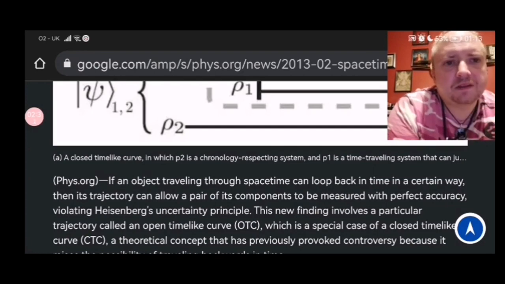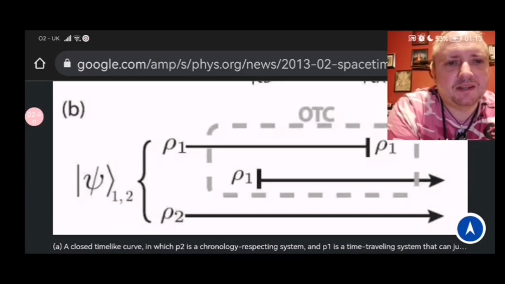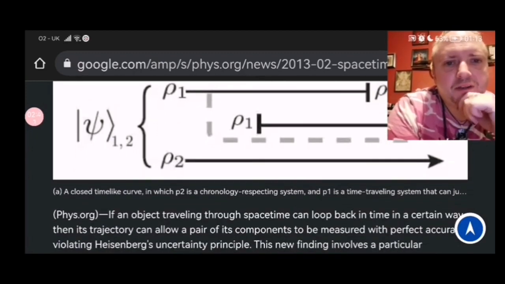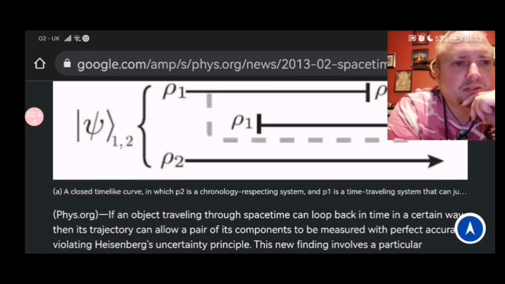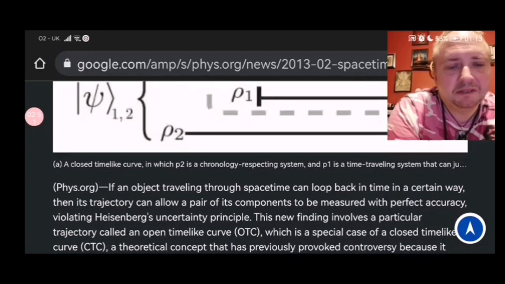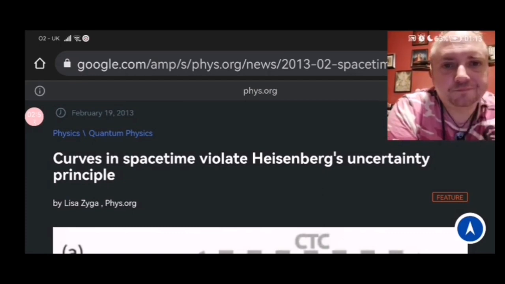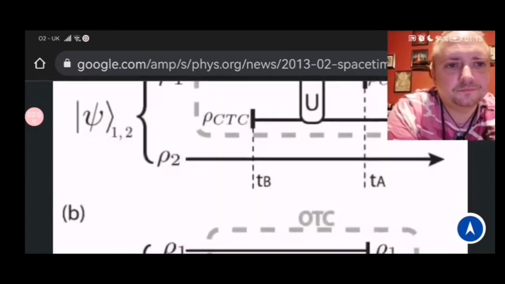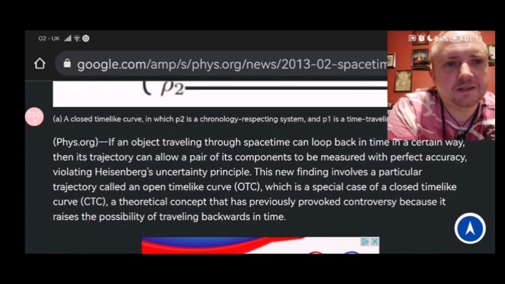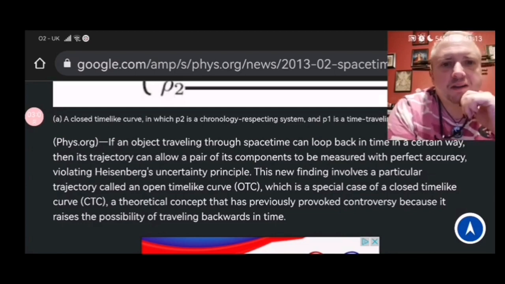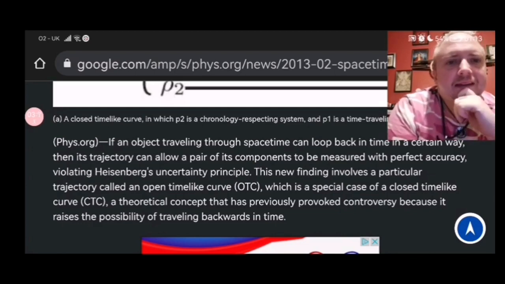So anyway, that diagram there, I'll put a link to the article so you can look at the diagrams. A closed time-like curve in which P2 is a chronologically respecting system and P1 is a time travel system that can... Like I said, I'll put a link to the article. If an object travelling through space-time can loop back in time in a certain way, then its trajectory can allow a pair of its components to be measured with perfect accuracy, violating Heisenberg's uncertainty principle.